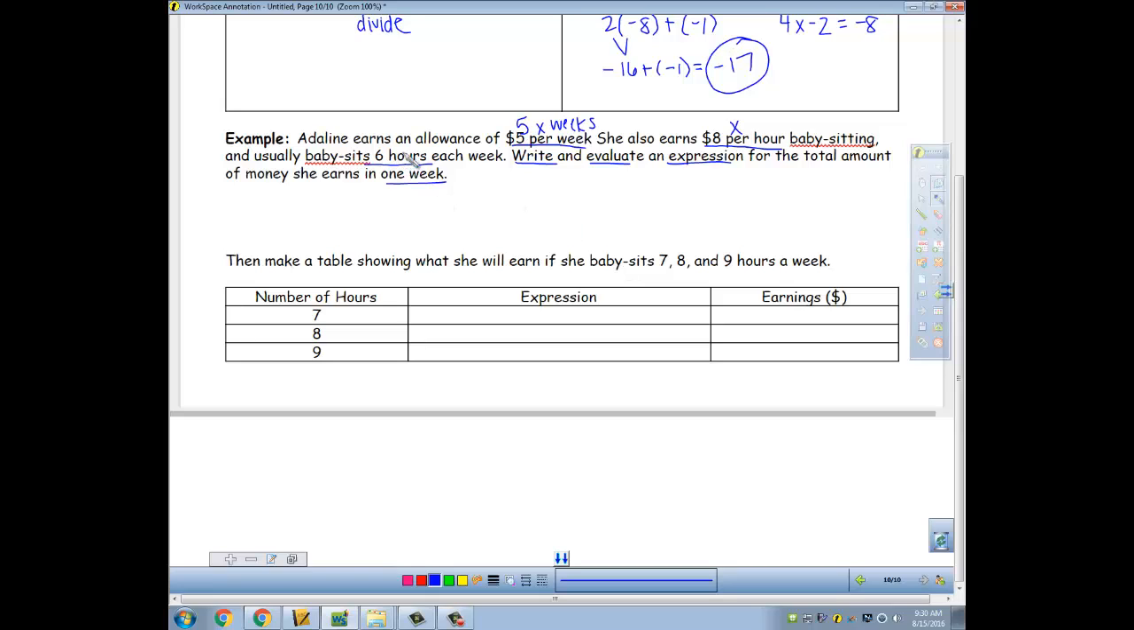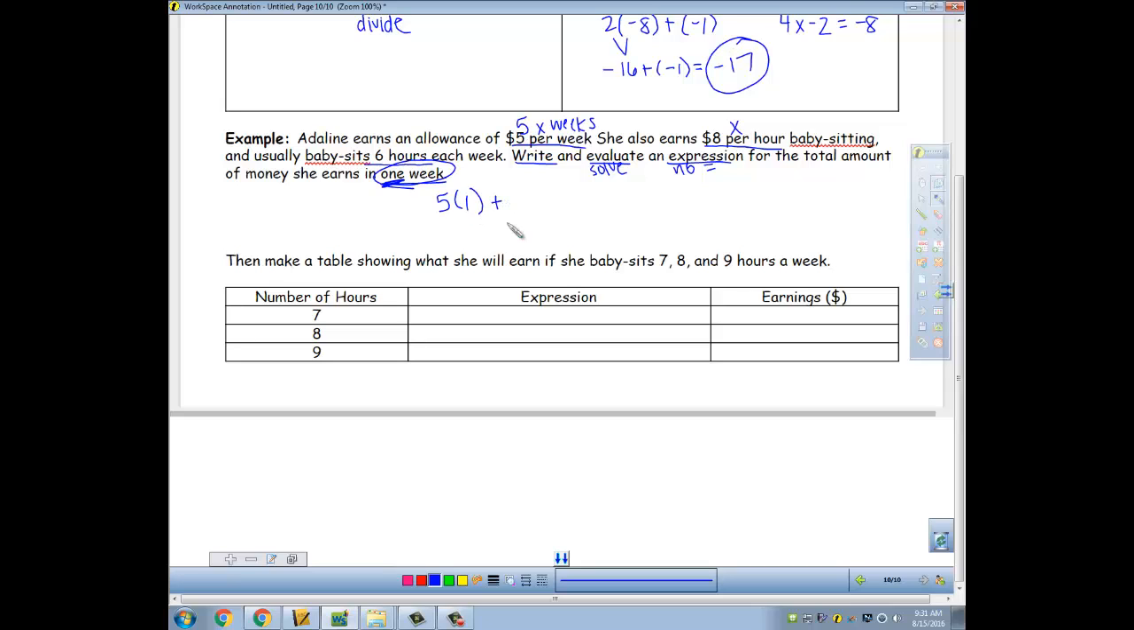She babysits for 6 hours, right? And evaluate, so evaluate means solve. An expression means no equal sign. And we're dealing with 1 week. So going back to the beginning, 5 times the number of weeks. So 5 times, I look, how many weeks is she babysitting? 1. So I plug in 1.